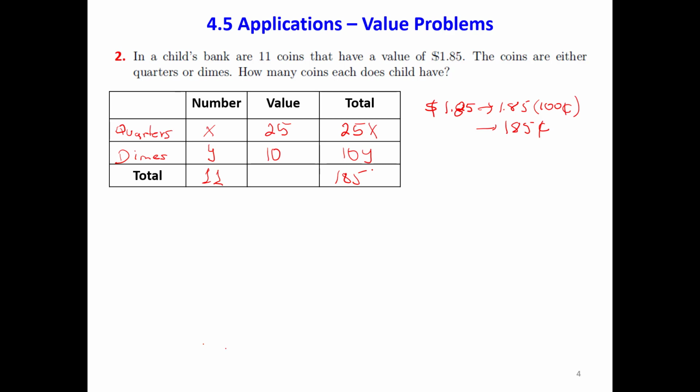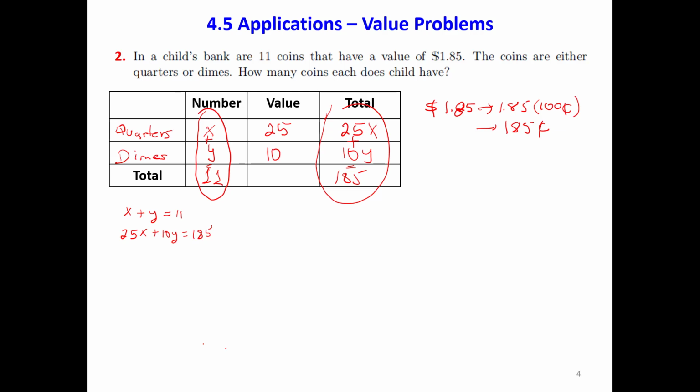Now we have the two equations we need. One is this one. The other one is this one. x plus y equals 11, and 25x plus 10y equals 185. Let's write the equations here. Then we have x plus y equals 11, and 25x plus 10y equals 185.